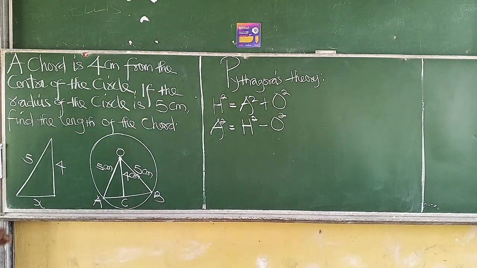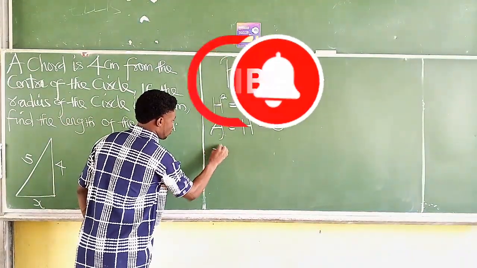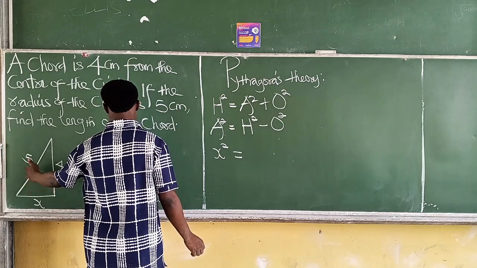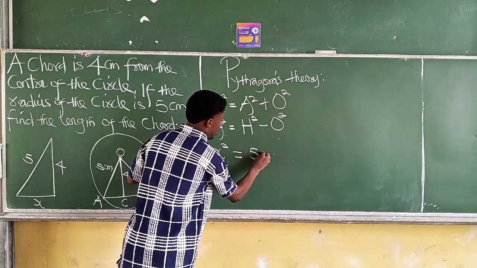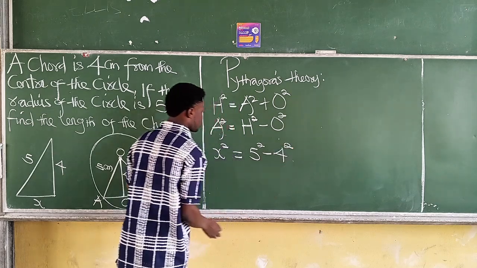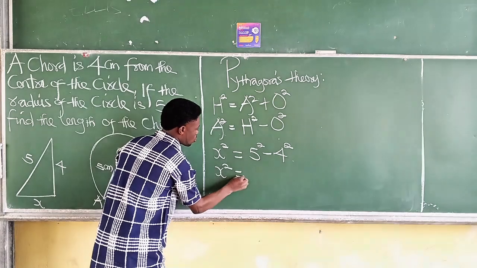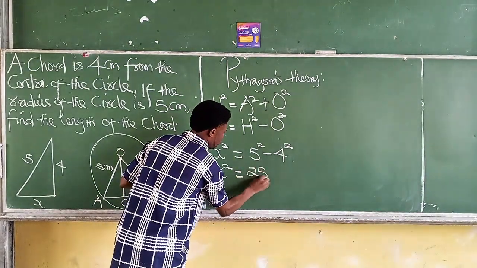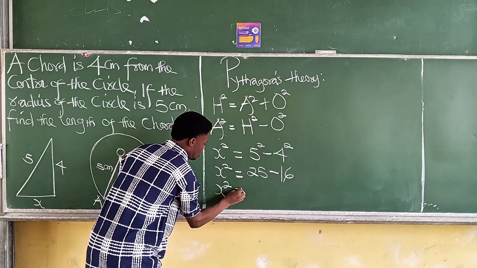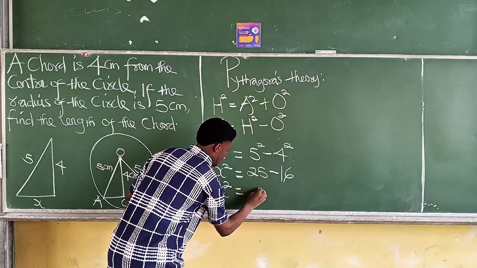So let's employ this formula into this diagram, and we have x squared is equal to the longest side of the triangle, the hypotenuse, which is 5 squared, minus 4 squared. Therefore, x squared is equal to 25 minus 16, and 25 minus 16 is 9.